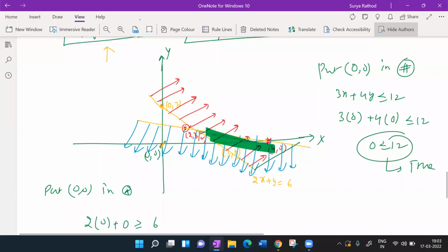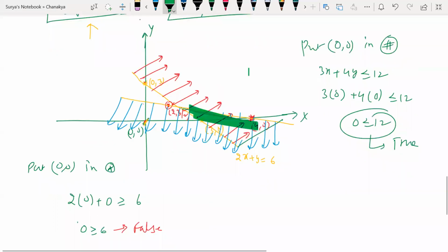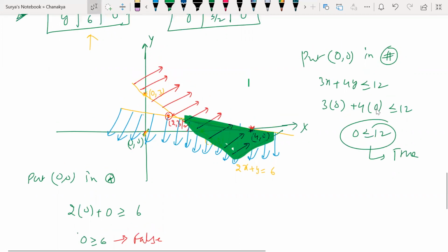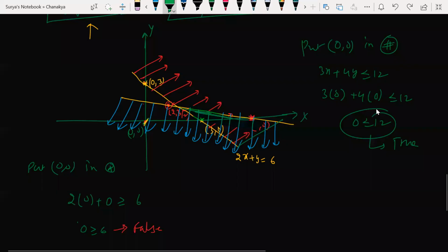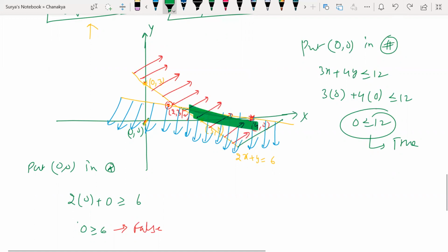Okay. Look at this here, everyone. Now this is my common region here. Look at it, this is a common region. This is the common region. This is my answer going to be. This is where the blue and red lines are matching. Am I correct? Look at this, beta. This is where the blue and red lines are matching or not. Check.